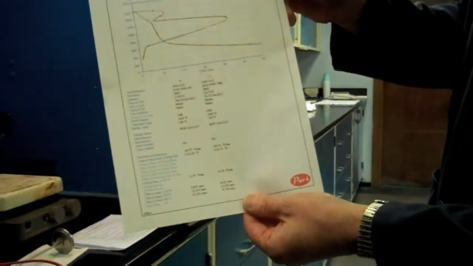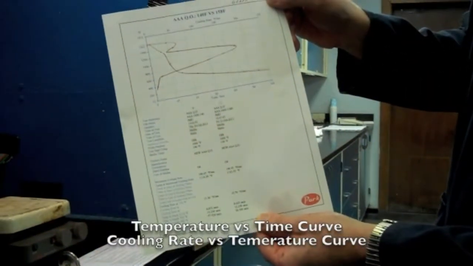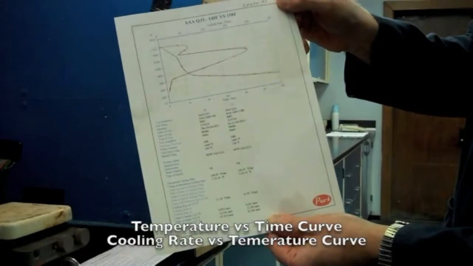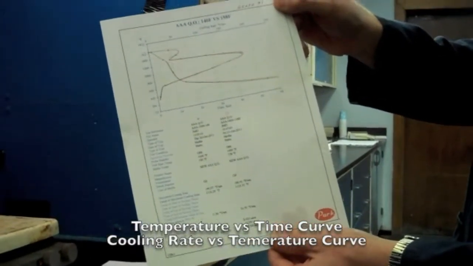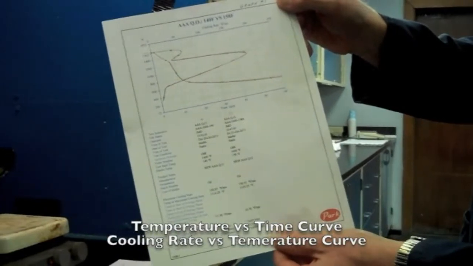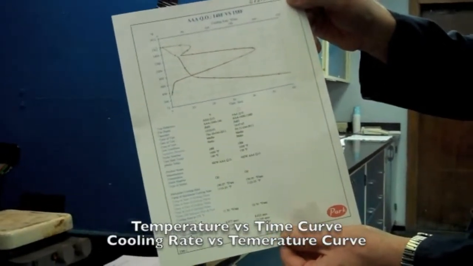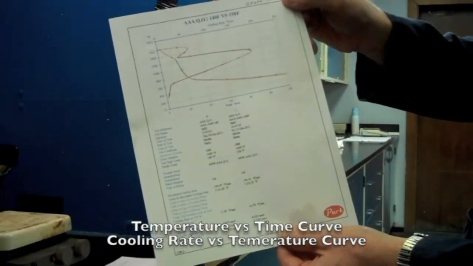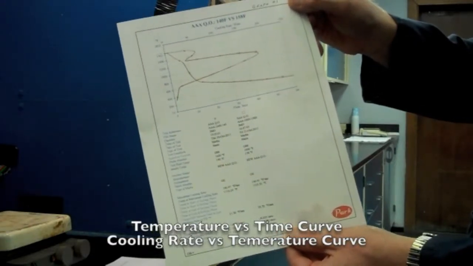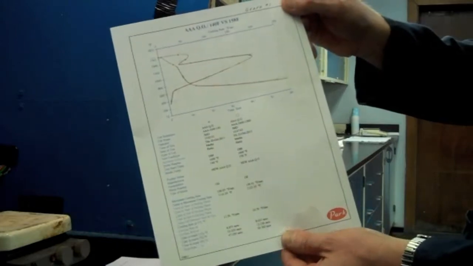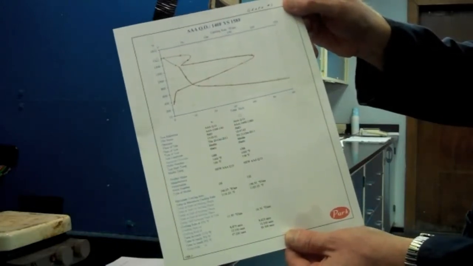The finished curve actually generates 2 curves. One is a temperature versus time curve, which is what we commonly refer to as a cooling curve. The other is a plot of cooling rate versus temperature. Both curves are generated by our software package. And these are what we typically would send out to a customer when we analyze their samples.